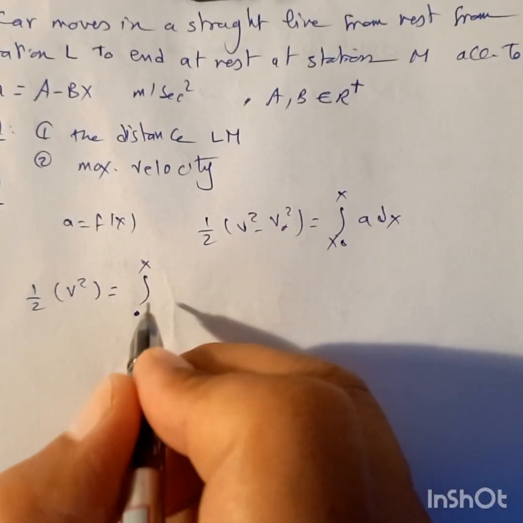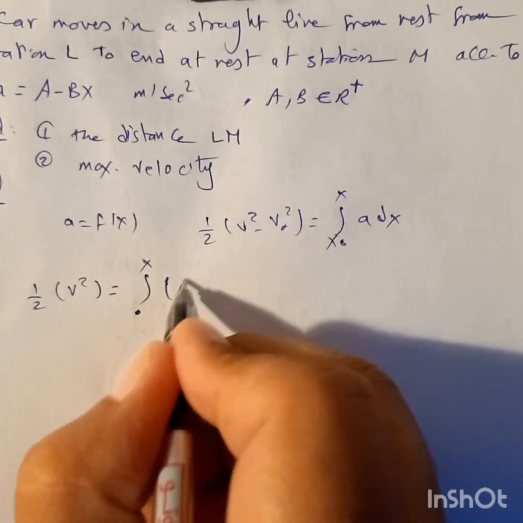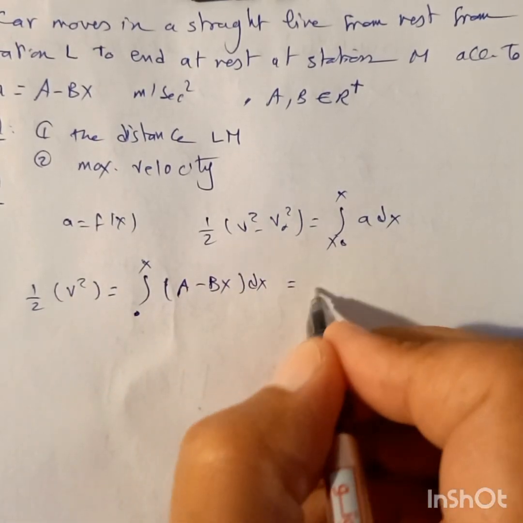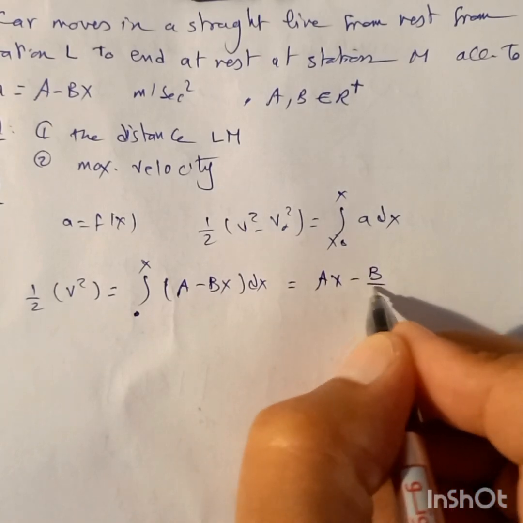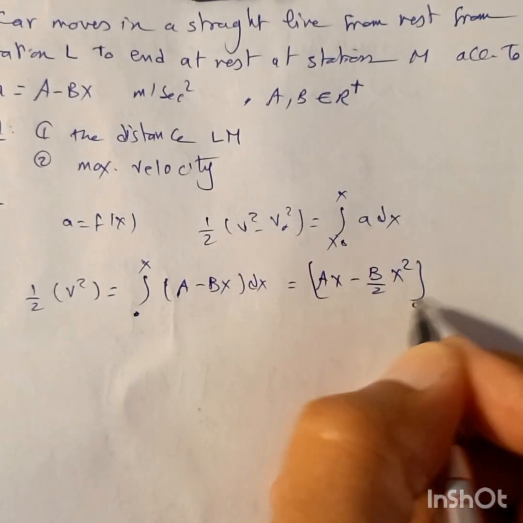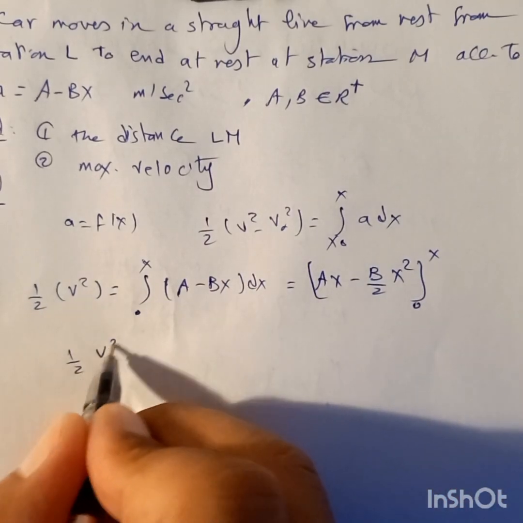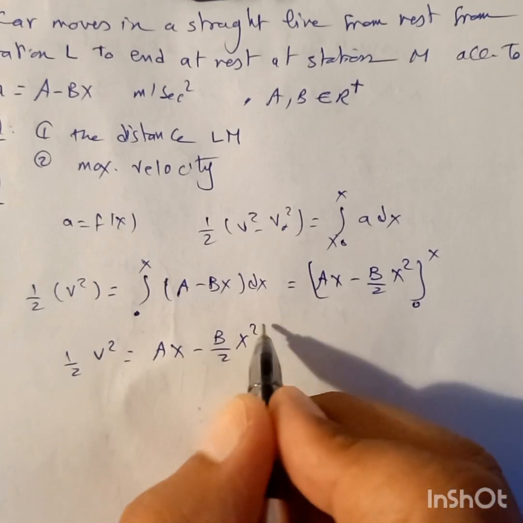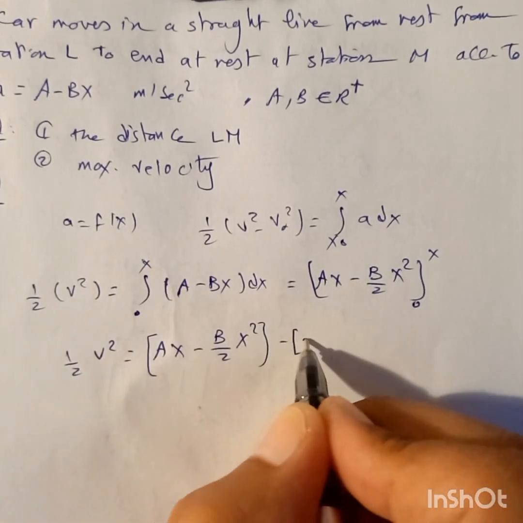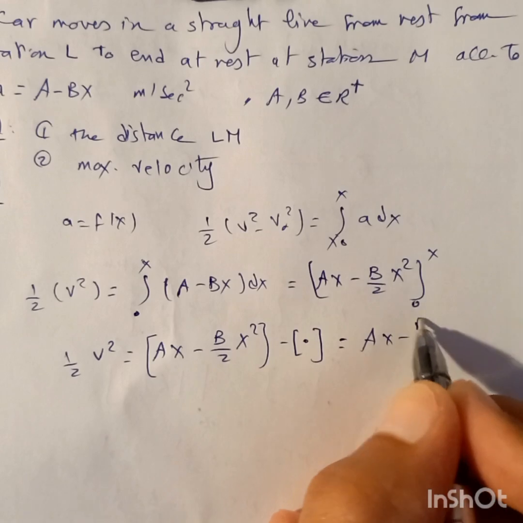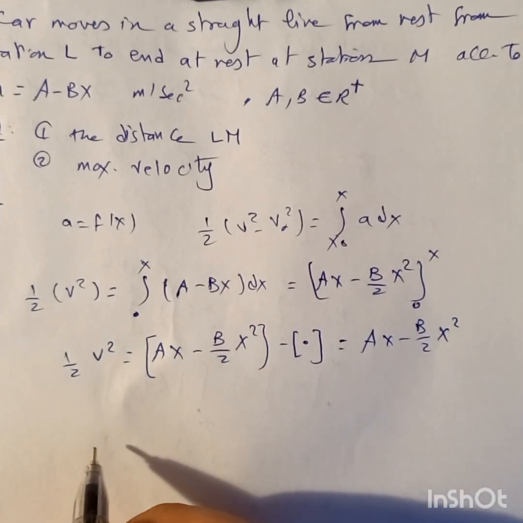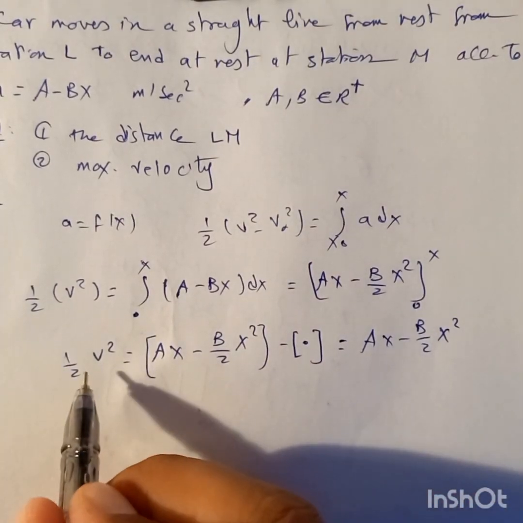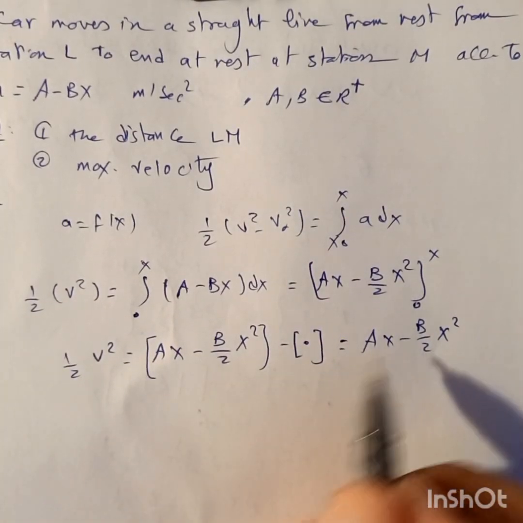Okay, then we have here the integral of a minus bx dx, and this equals ax minus b over 2 x squared from 0 to x. Okay, then we have half v squared equals ax minus b over 2 x squared. This is bracket number 1, and here it's required to find the distance.